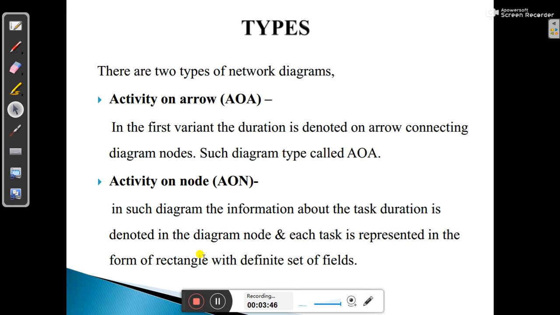In case of the second one, that is activity on node, in such diagram the information about the task duration is denoted in the diagram node, and each task is represented in the form of rectangle with definite set of fields. So in case of activity on node, the network diagram will be created using specific diagram nodes as rectangles, and in that rectangle there are certain set of fields to be filled up. That way the network diagram is created.